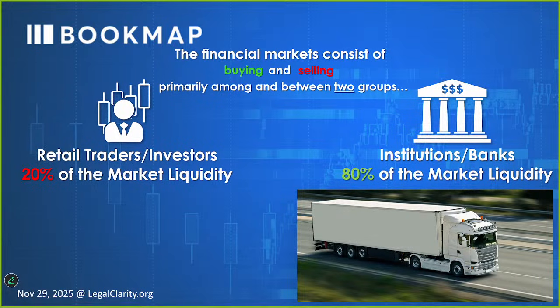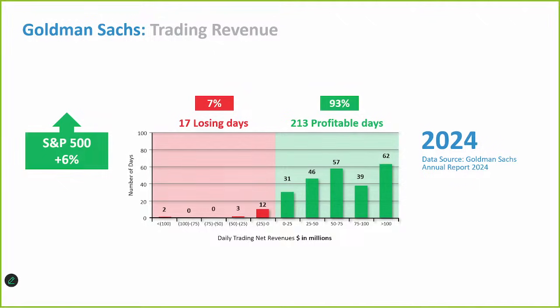But even with them controlling just 80% of the liquidity, if we're buying when a bank or an institution is selling, it's a lot like standing in front of this truck right here. Not only are they huge, but they're also very, very consistently profitable. This is some information from Goldman Sachs' annual report in 2024. We'll get their 2025 numbers in about 2 months.